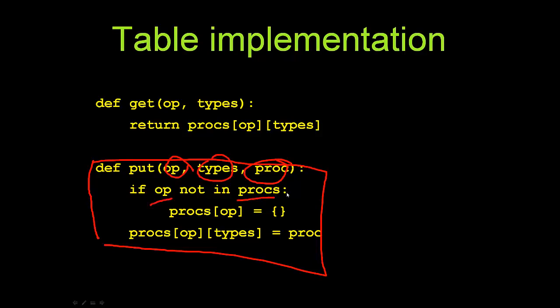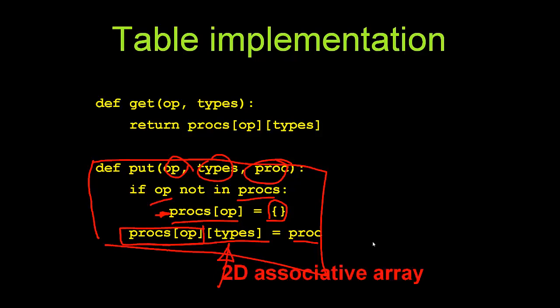Okay, procs is actually the dictionary of dictionaries, right? Now, if it's not inside, then we create a new dictionary for op. Okay, it's empty. And what we do now is that this thing is now created, right? So we will just basically add prop, okay, to the prop dictionary using types as a key. Okay, so this is what we also call a 2D array.